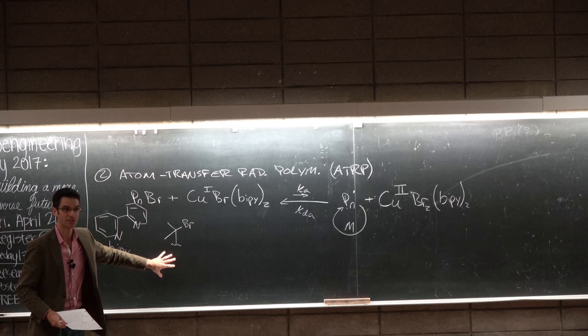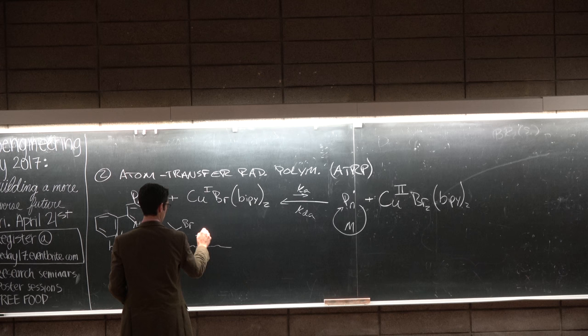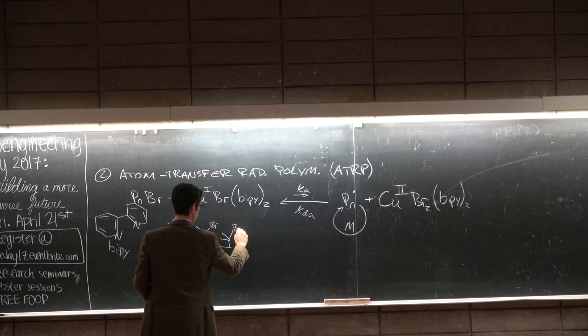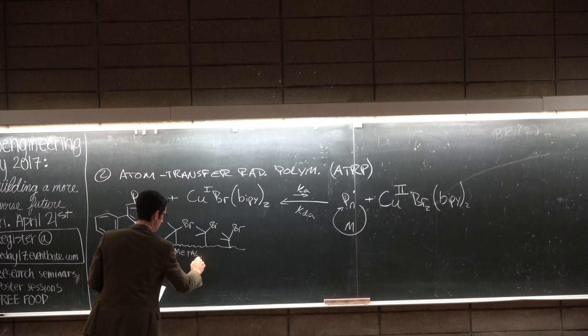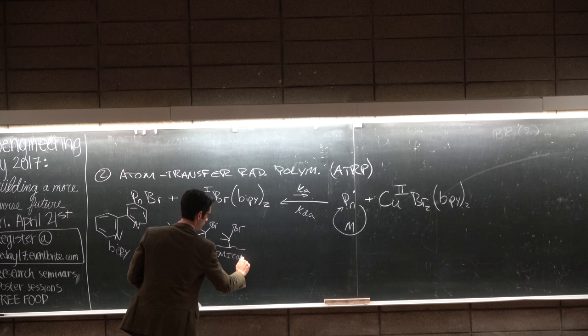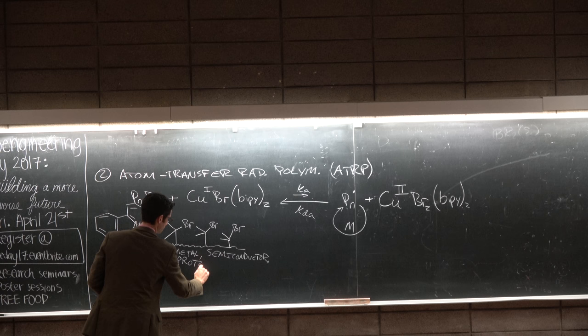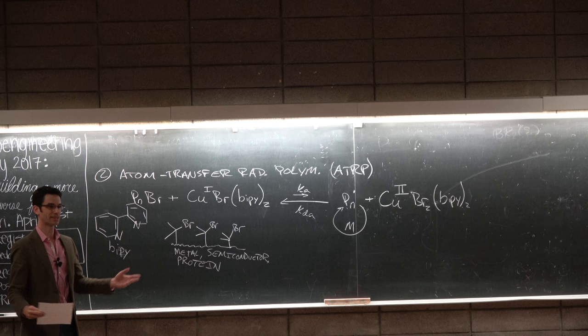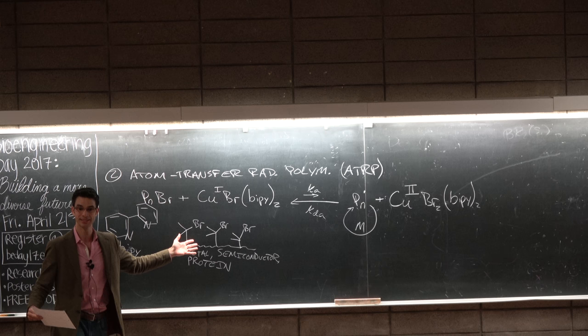So this could be, for example, a metal, a semiconductor, a protein, or other biological structure. And you can even trick the genetic machinery of a cell to produce these groups on a surface.